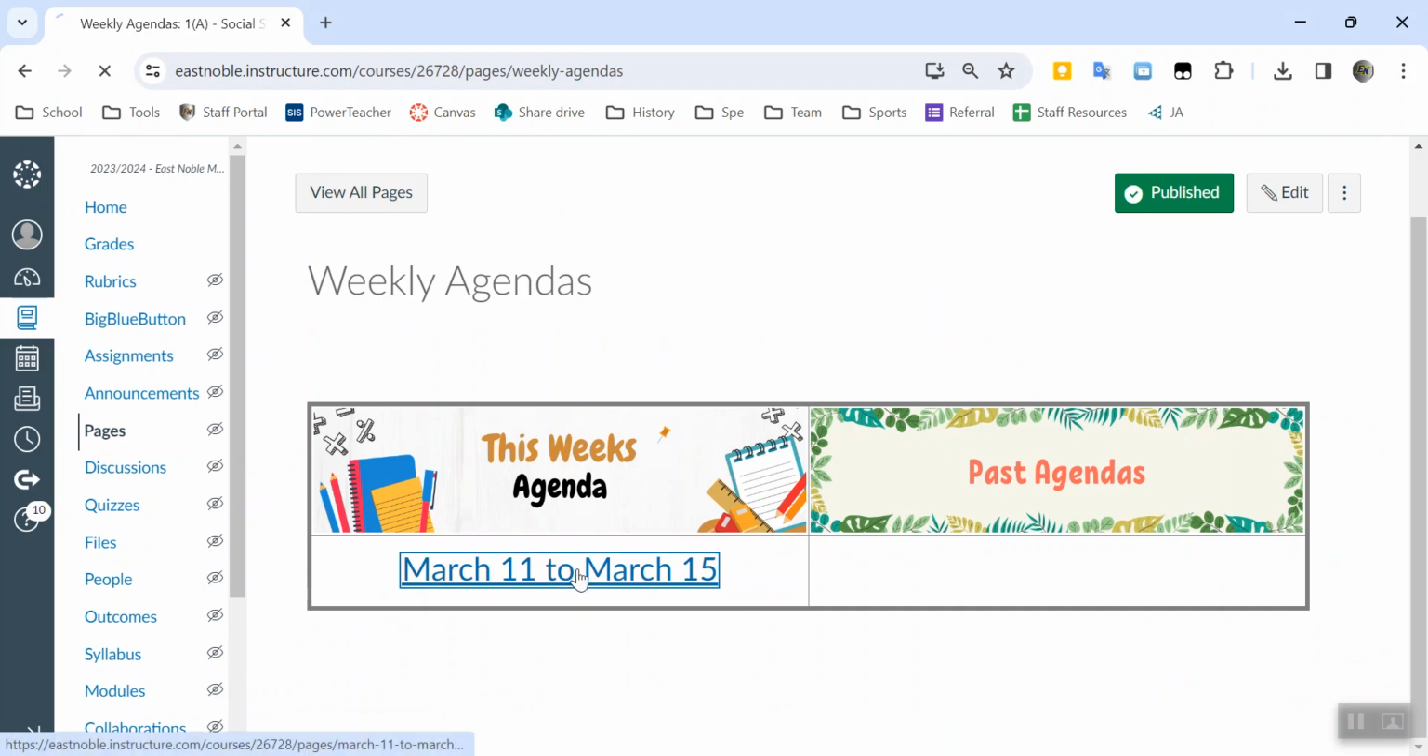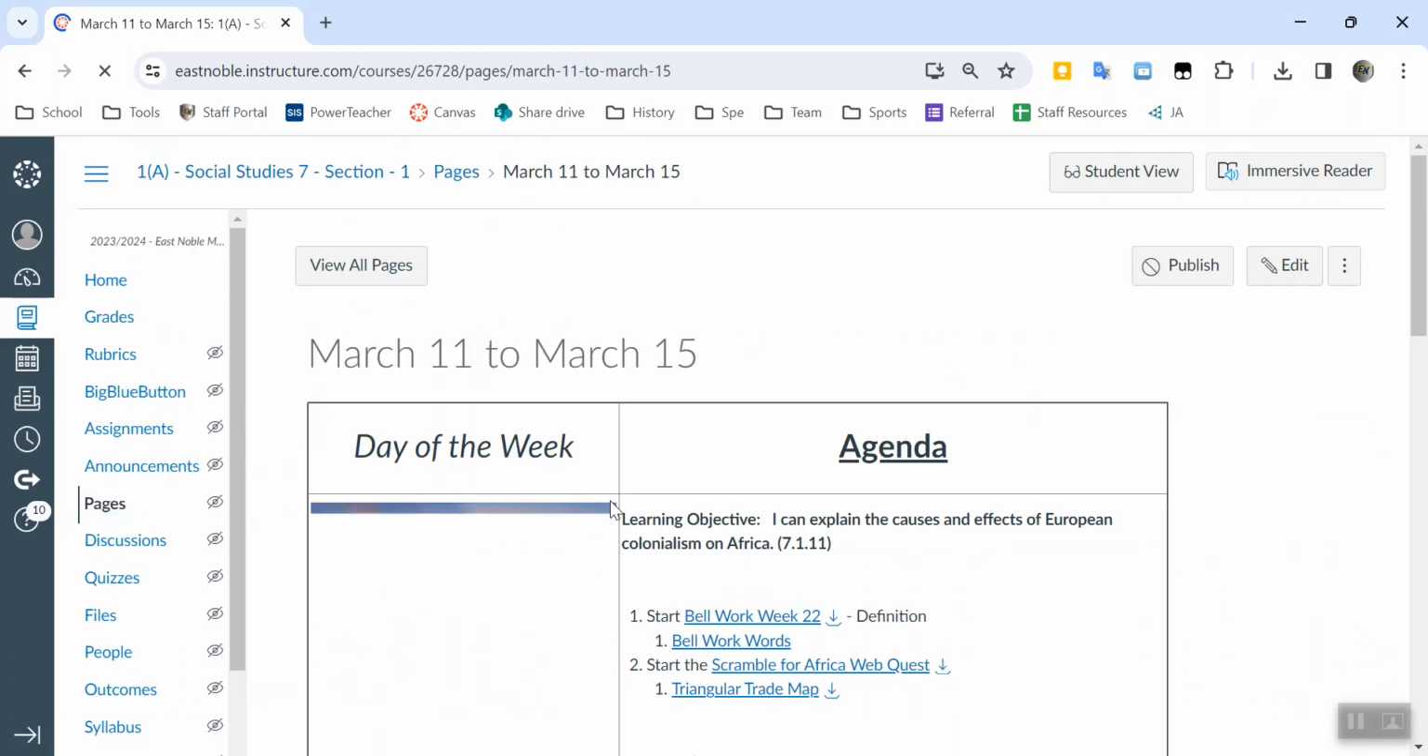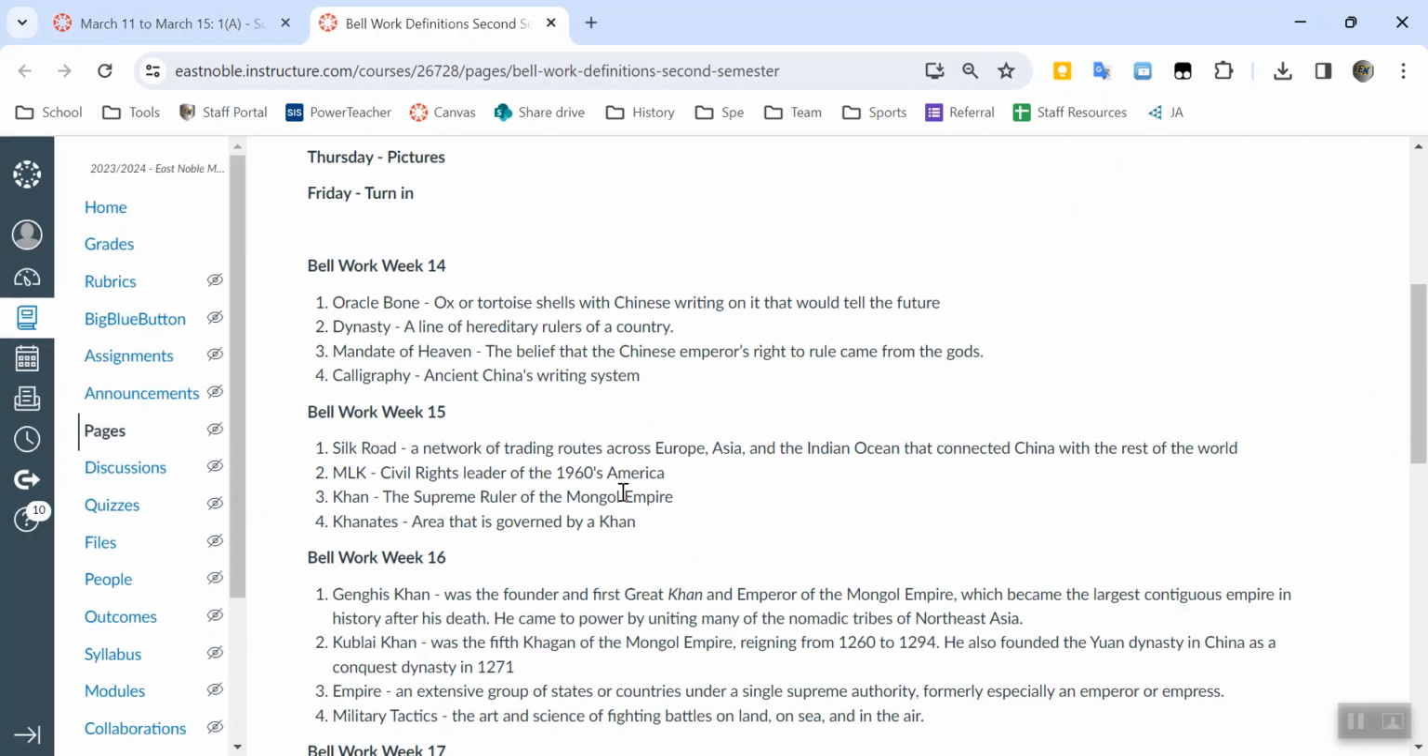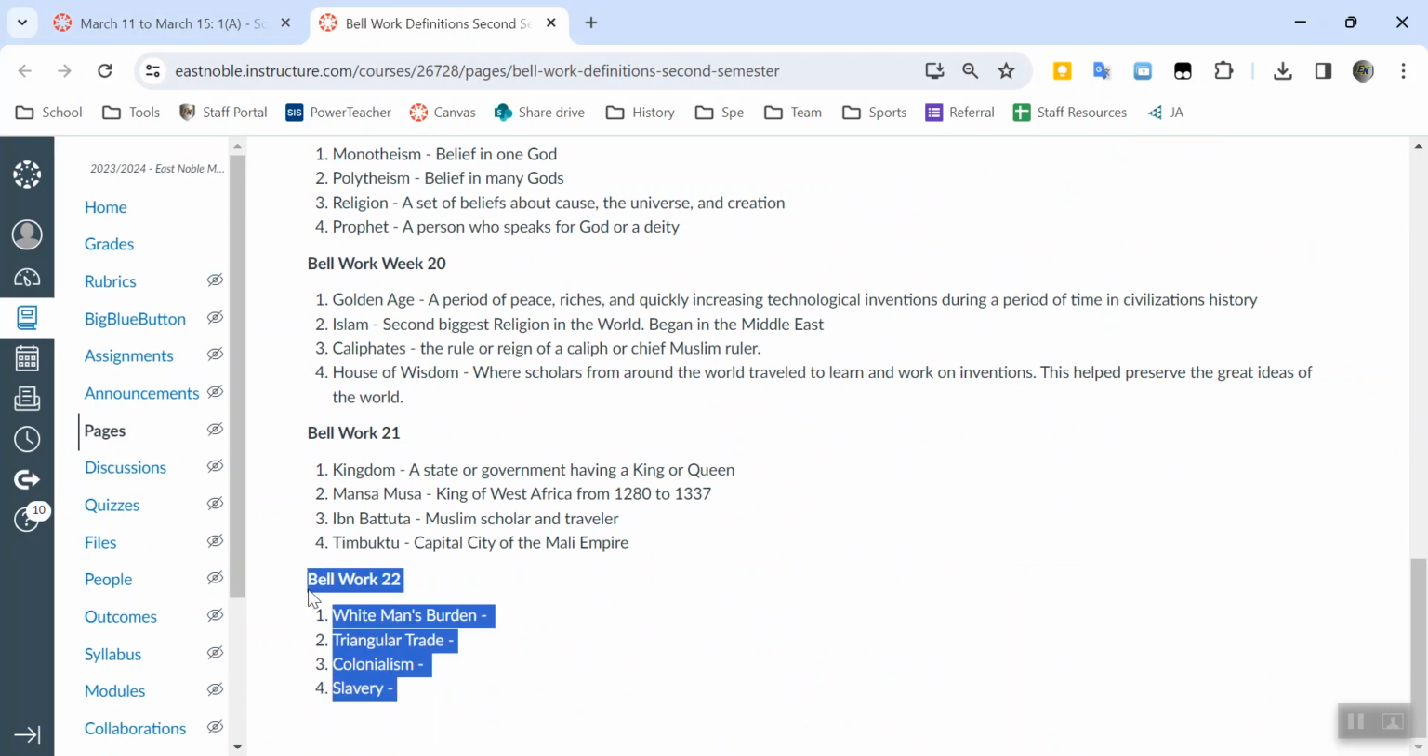So you see here we are on the new 9 weeks. This is all stuff on the last of the 9 weeks. It's bell work 22, so go ahead and download that and start working on it. The words can be found on Canvas. I'm obviously not going to be able to go over them here, so they can be found on Canvas, but they are white man's burden, triangular trade, colonialism, and slavery.